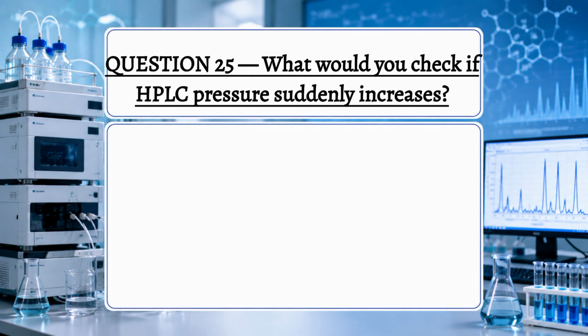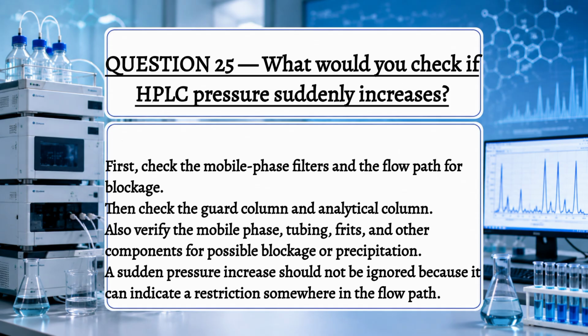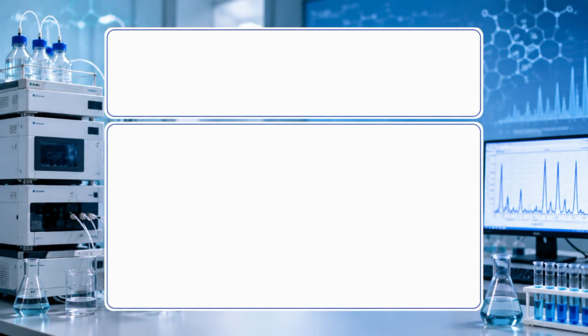Question 25. What would you check if HPLC pressure suddenly increases? Suppose the HPLC pressure suddenly increases. What would you check? First, check the mobile phase filters and the flow path for blockage. Then check the guard column and analytical column. Also verify the mobile phase, tubing, frits, and other components for possible blockage or precipitation. A sudden pressure increase should not be ignored because it can indicate a restriction somewhere in the flow path.